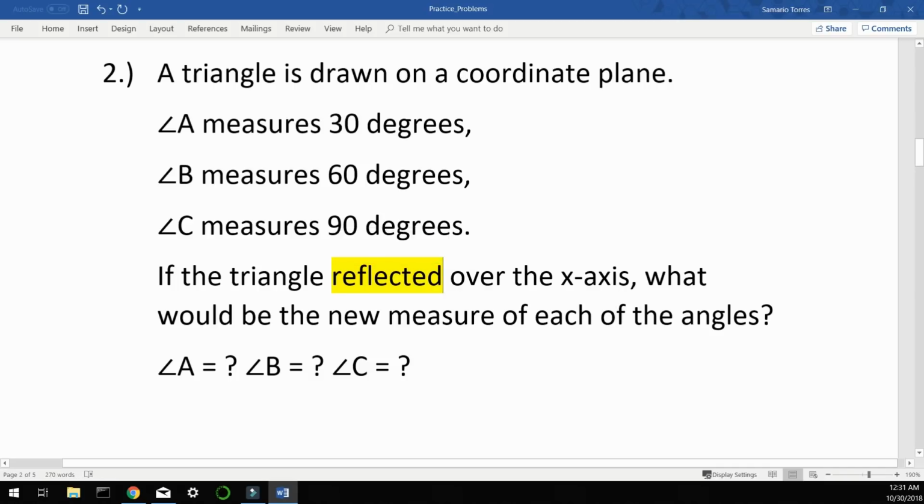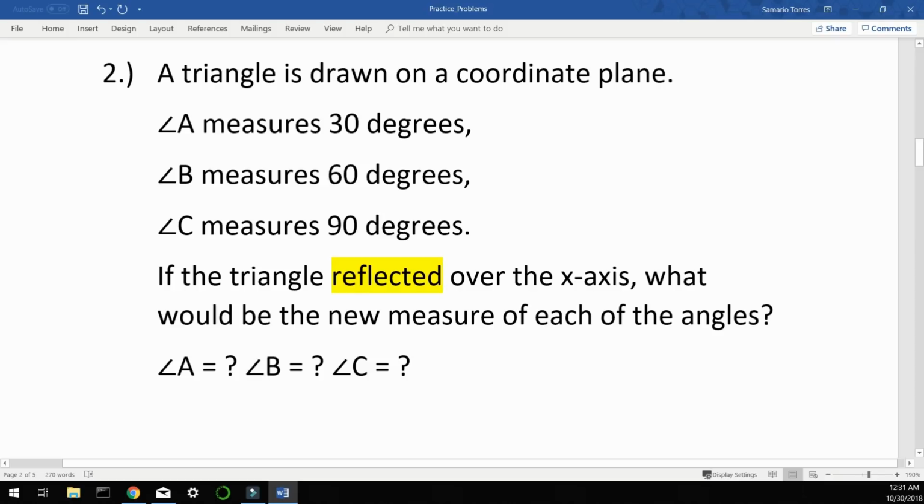What do we know about reflections? Do reflections change the measure of angles? No, because reflections are one of the rigid transformations. So it's another concept question. It's kind of like a trick question because it's so easy. If the triangle got reflected over the x-axis, what's the new measure of each of the angles? Well, the new measure is just the same measure.